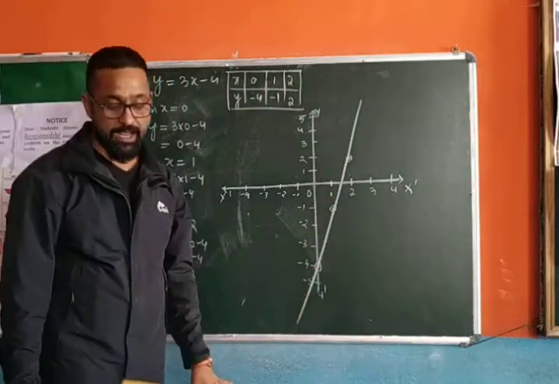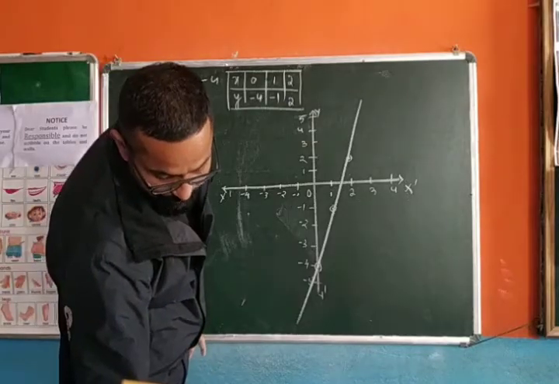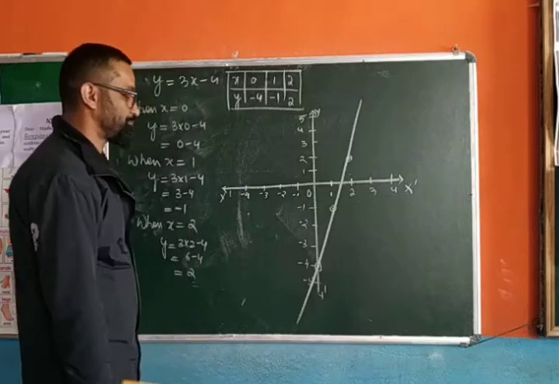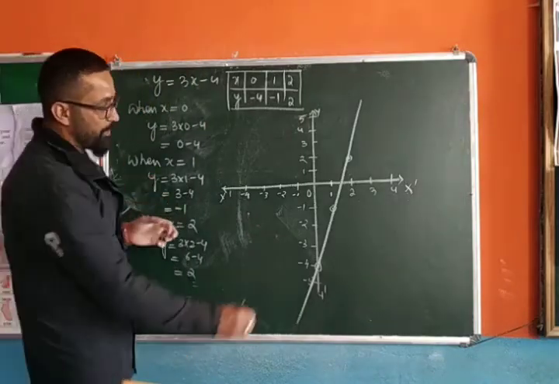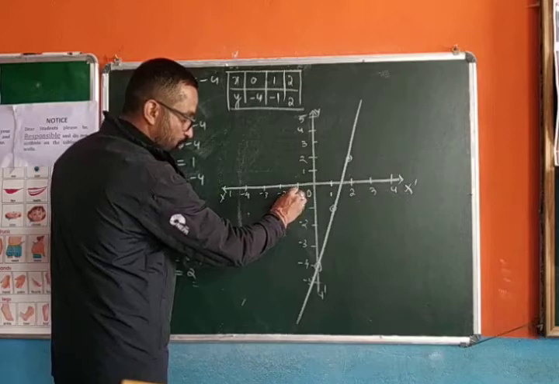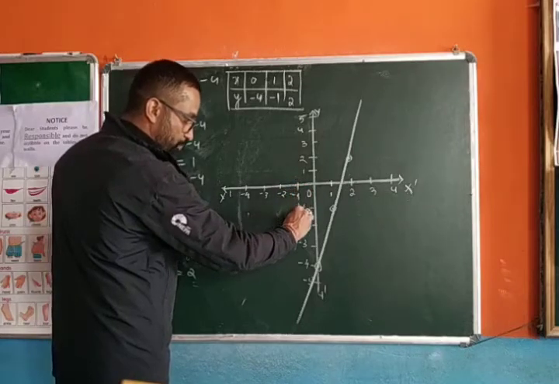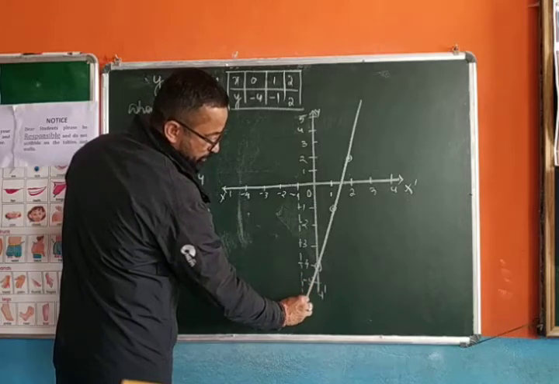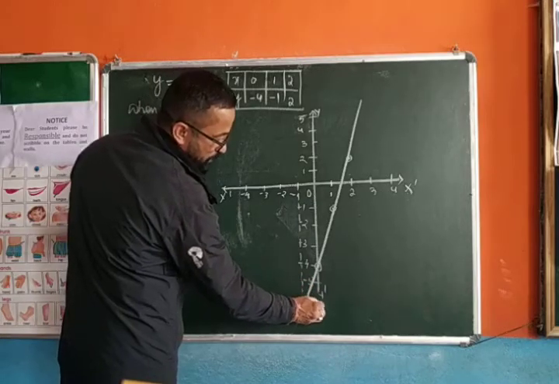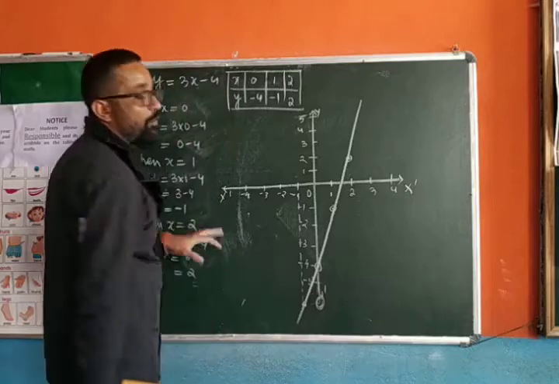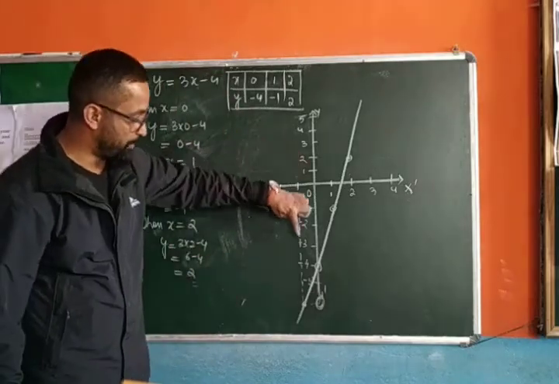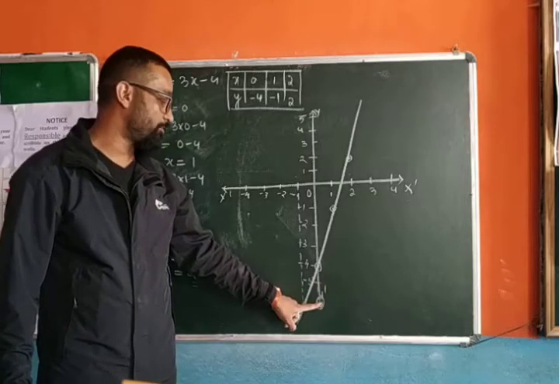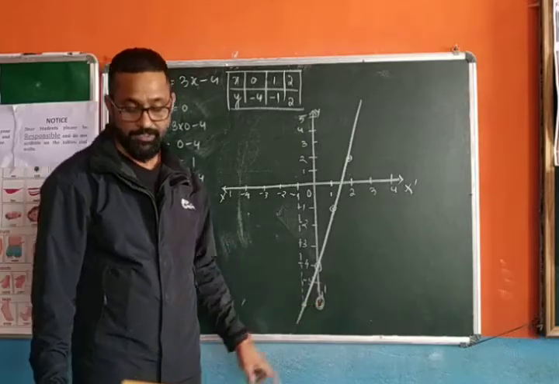Once you complete the graph, question tells you to find the value of y when x is minus 1. So what do we do? X is minus 1. So from minus 1, we draw a perpendicular such that it intersects the line here. And then y we write from the other side, y-axis. Draw perpendicular, look at the intersection, write the value of y from the y-axis.